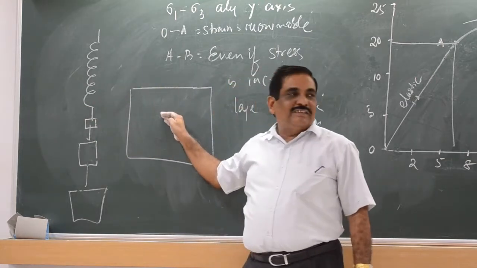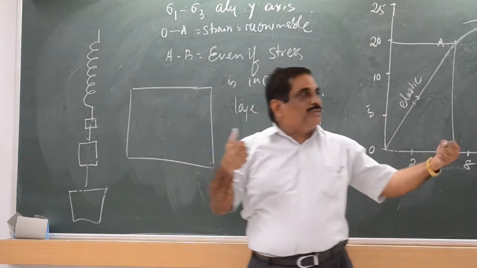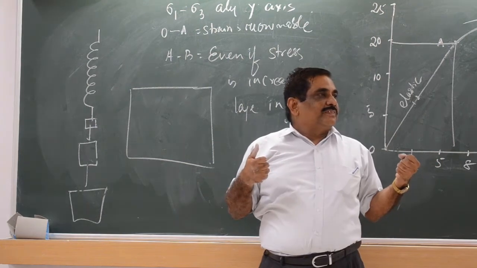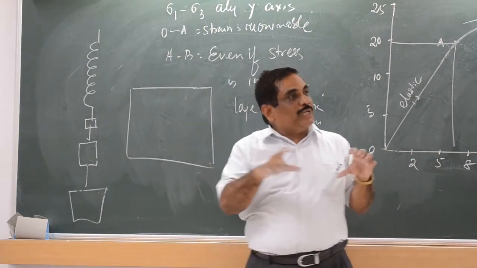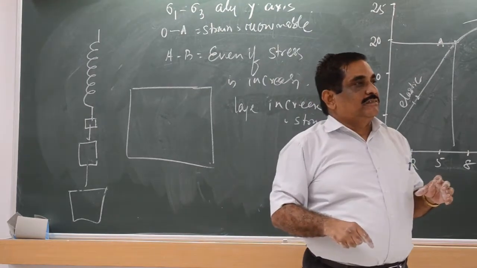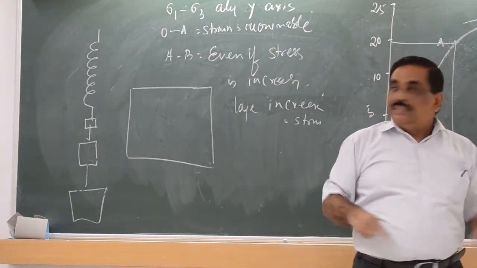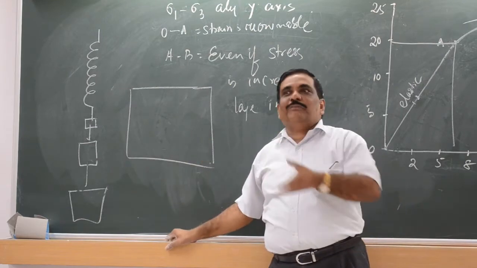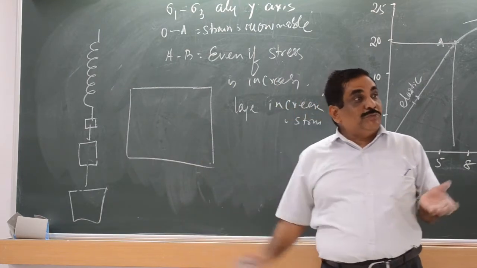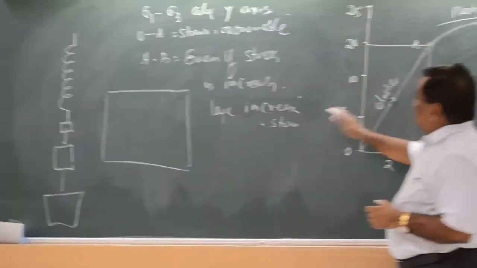But here, it will be stressed so much that it will not be recovered. Means what? It will acquire a permanent strain. You understand this part, no? So that relationship, when it is acquiring a permanent strain, aap geology mein aise socho. Kaise?